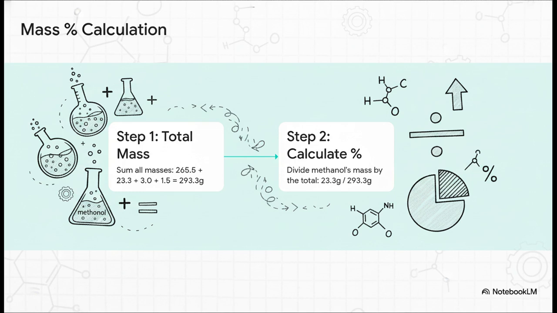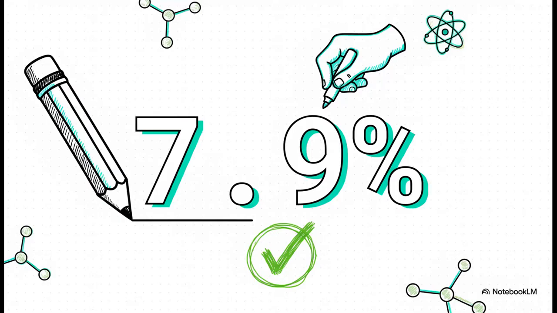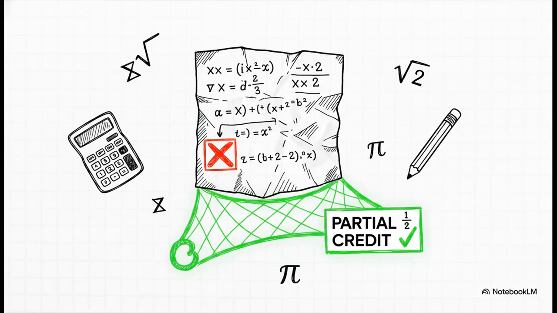Then, for step 2, you just take the mass of the methanol, which is 23.3 grams, and divide it by that total. You pop that into your calculator and boom, 7.9%. Getting that final number is what secures you those 2 marks. Simple as that.